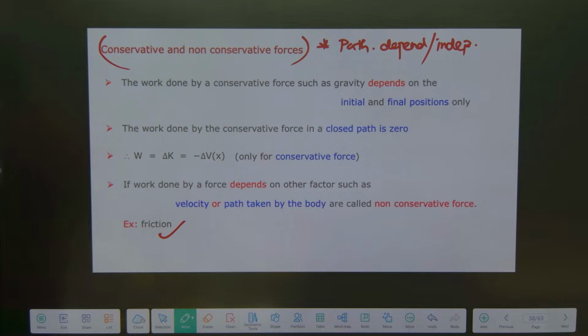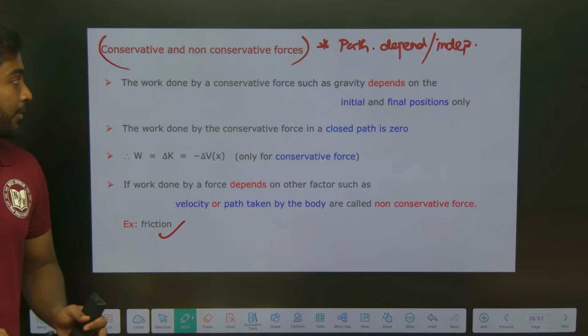Why are you stopping, sir? Sir, please explain again. See, this is the evening batch group, and people who are present offline are taking notes also. That's why I'm giving a gap in between, like 1 minute. Okay, I'll explain this conservative and non-conservative once again.